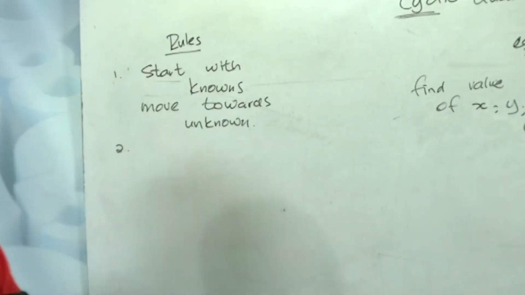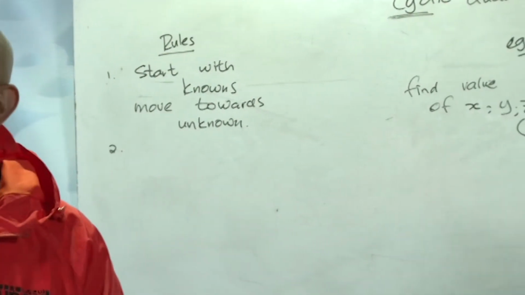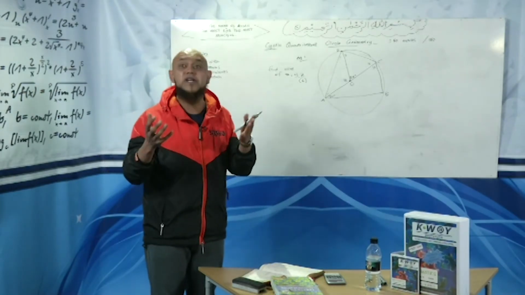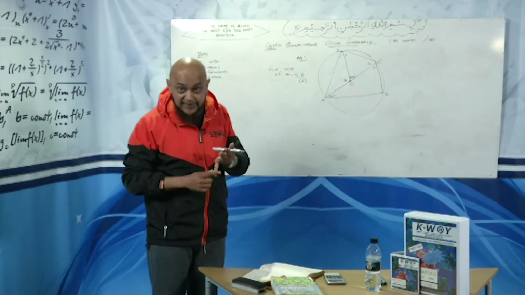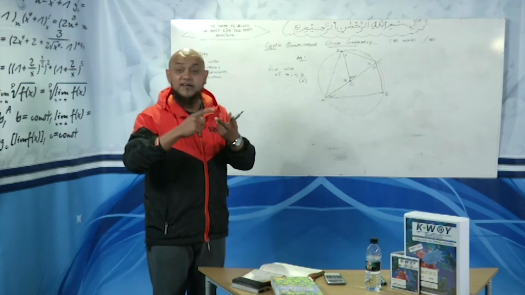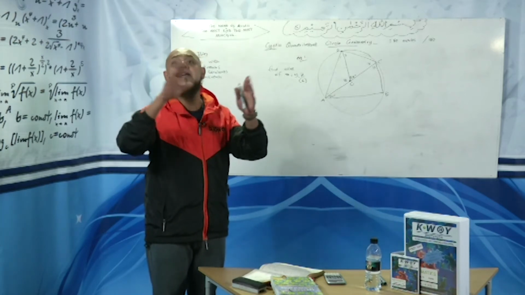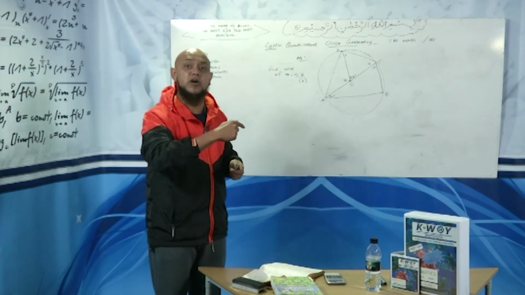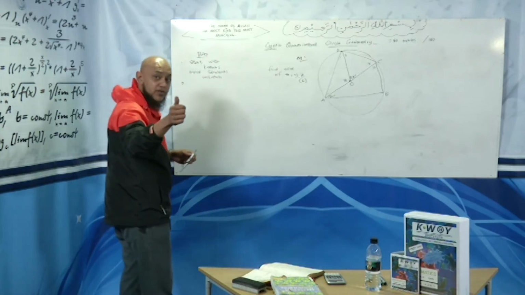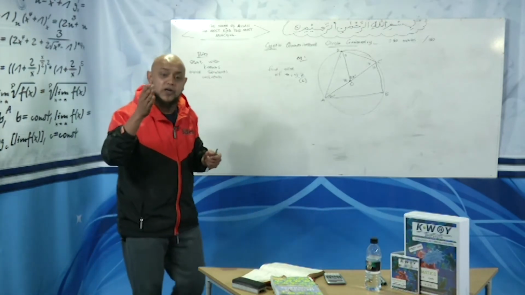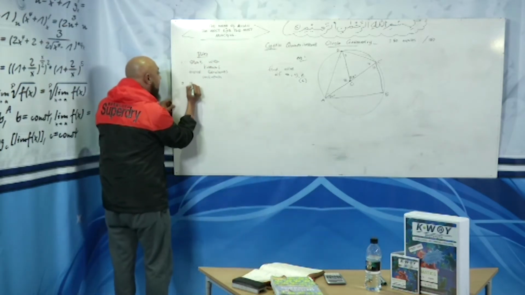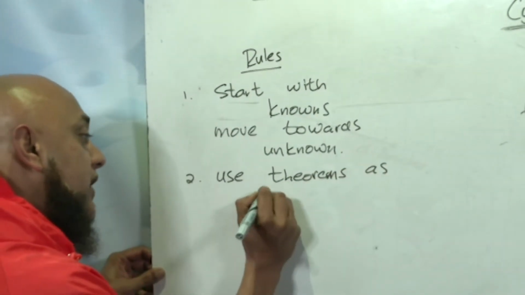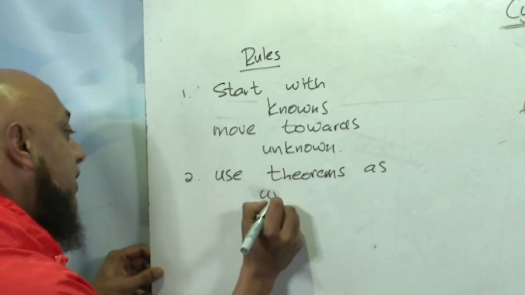Rule number 2. So rule number 1, you start with your knowns and you move towards your unknown. Now in real life, if you were on a journey and you wanted to start from Johannesburg going to Cape Town, you would need a vehicle. You can either go by bicycle, you can take a walk, you can take a train, you can take a plane. There are many ways to get to Cape Town. So you need a vehicle. And what is your vehicle in geometry? Your vehicle in geometry are your laws. Your vehicle in geometry are your theorems. So you use the theorems as your vehicle. So let's put it as your vehicle.